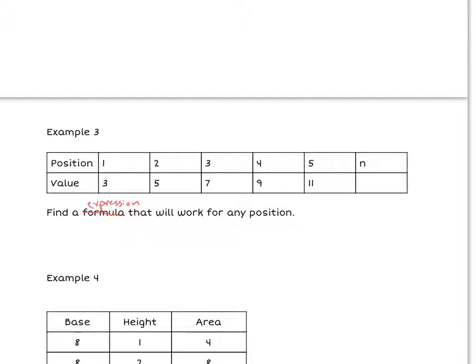So think about this one. Take a minute. Try to figure out how could you get from the position to the value every time. So if we did 1 times 2, we get to 2. How do we get to 3 now from there?